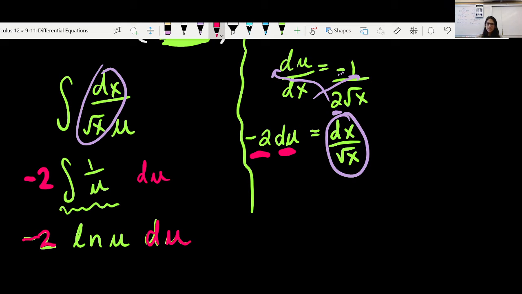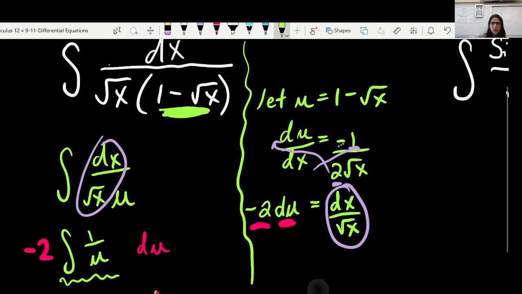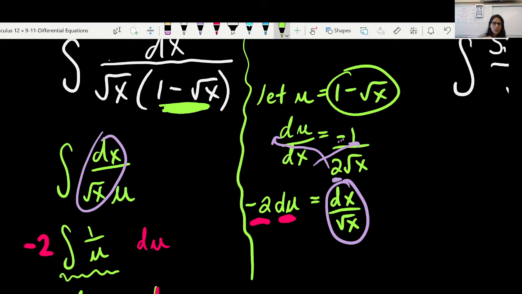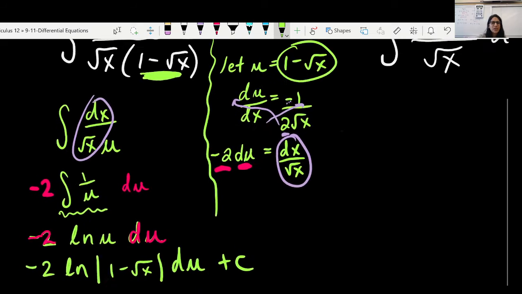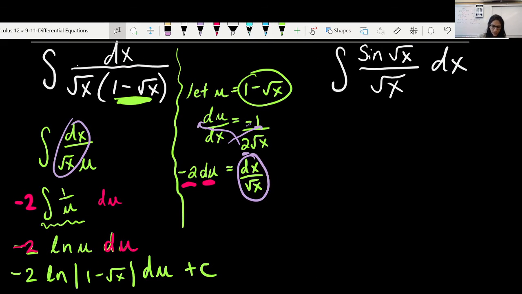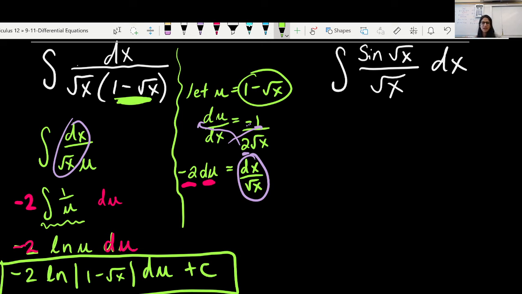So it allows us to clean things up a little bit. And the last step is simply substituting back in what we had let u equal to here, the 1 minus root x. So we would have -2 ln, and it's going to be an absolute value because we need to have a positive there, times du. And then remember that we always put a plus c at the bottom when we are dealing with the integral, because there might be a constant that's there at the end, and we need to account for it.